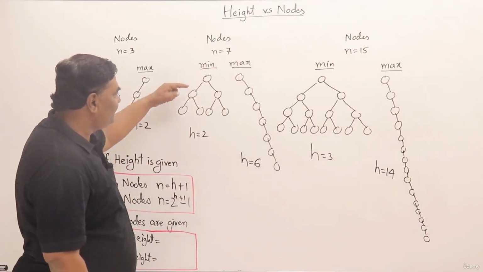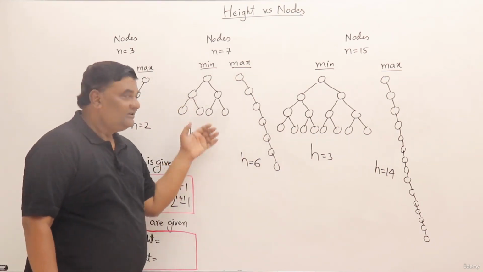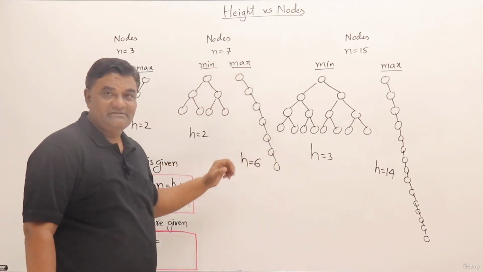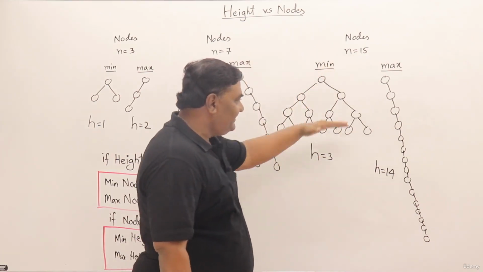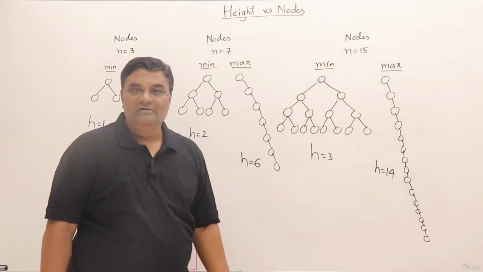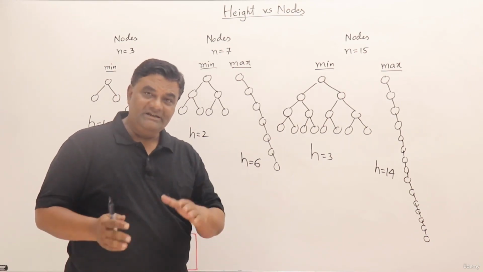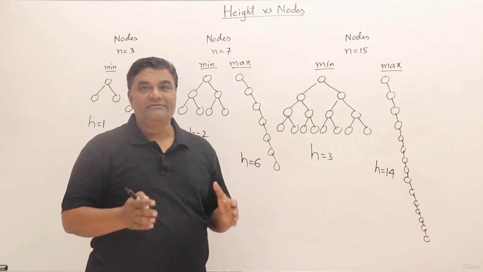For 7 nodes, 1, 2, 3, 4, 5, 6, 7, this is the minimum height. Height is 2, that is 0, 1, 2. And for these 7 nodes, the maximum height is 6. Then for 15 nodes, the minimum height is 3 and the maximum height is 14. Now we want the formula for minimum and maximum. First of all, we will find the formula for maximum.